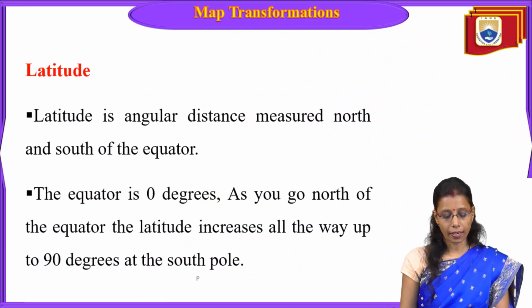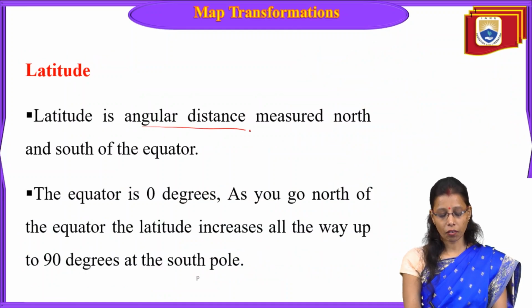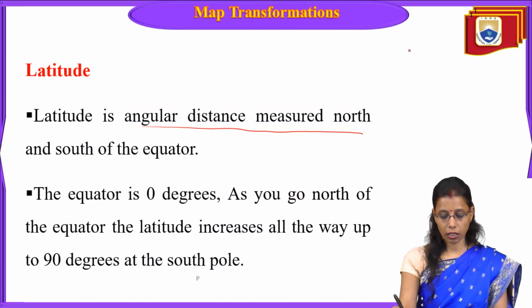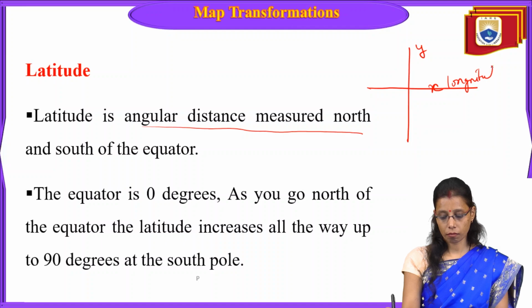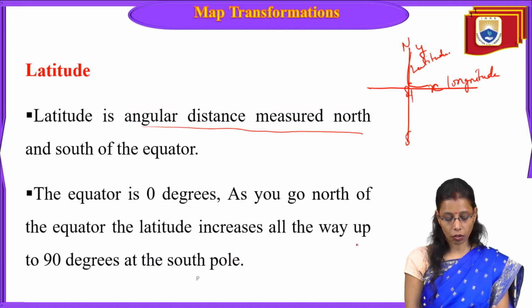Now, latitude. What is latitude? Latitude is the angular distance measured north to south. We say x and y, right? So y is latitude, x is longitude. The angular distance measured from north to south is called latitude. The equator is 0 degrees. As you go north of the equator, the latitude increases, all the way up to 90 degrees at the north pole. So 0 degrees to 90.